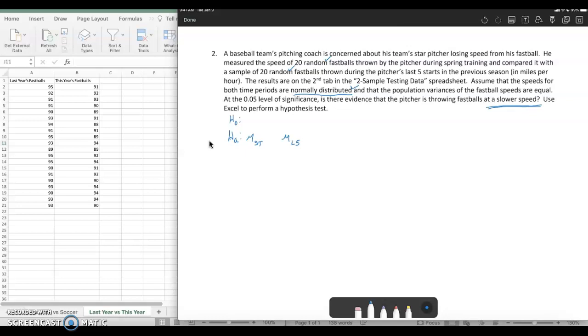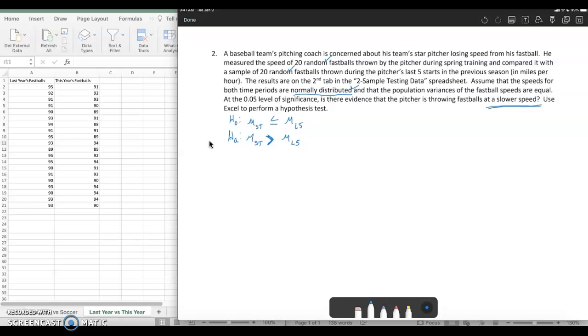Now, if his speed is slowing down, notice that I would actually need to use a greater than symbol here. So be very, very careful with the wording. It's not always just totally straightforward. Write down the 2 different population means that you have in order, and then decide which symbol is appropriate. So if I'm trying to find that after the second one it is lower, I actually need to use a greater than symbol. Okay, so then I can write my null as mu sub ST is less than or equal to mu sub L5.